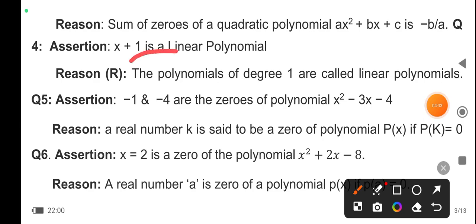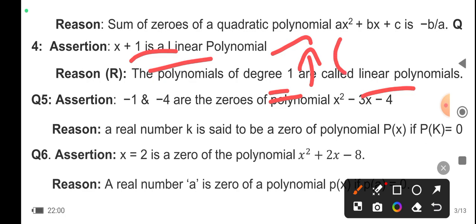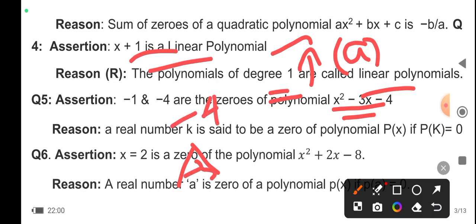Question number 4. X plus 1 is a linear polynomial. Yes, correct. And a polynomial of degree 1 is called a linear polynomial. Again, yes, correct, so it is a correct explanation. So option A. Then, minus 1 and 4 are the zeros of the polynomial x square minus 3x minus 4. Yes. Product minus 4, sum minus 3, so minus 4 and 1. So we are getting x minus 4 and x plus 1.